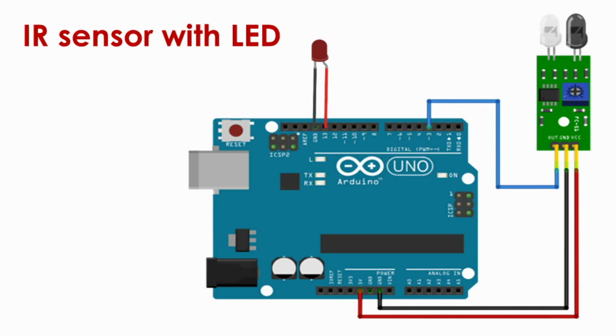Then there are 3 pins on the IR sensor. One is VCC, ground, and signal pin. So we have connected the signal pin to digital pin 3, and obviously ground and VCC connections, and we are using one LED. We are connecting the LED, one terminal, that is the negative terminal, to the ground, and the positive terminal of the LED is connected to digital pin number 13. So this is how our circuit diagram looks. We don't need a resistor here in this case.